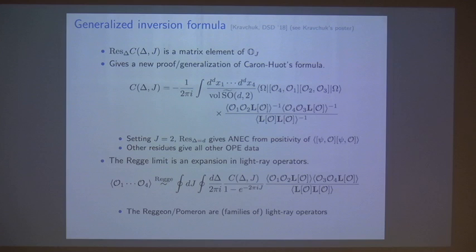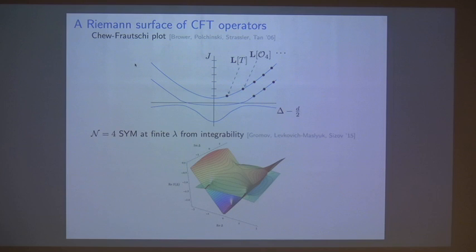So all of this leads to a really striking new picture of the CFT spectrum that we all of a sudden have to start taking really seriously. The claim is that these light ray operators fit together into some kind of Riemann surface in the Delta-J plane. At integer values of J, they're light transforms of familiar local operators, but at non-integer values of J, there's some nice, smooth, rigid structure that they all fit together into.